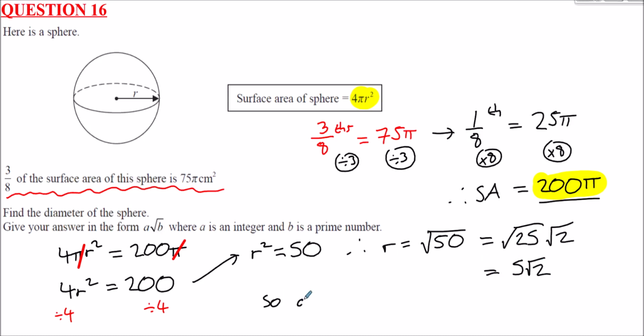So the diameter, though, because that's what we actually need to figure out, the diameter is always double the radius. So if I take 5 root 2 and double it, that's going to give me 10 lots of root 2. And that, therefore, is our diameter found.